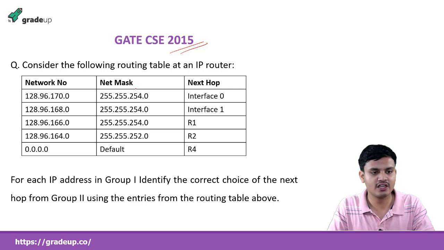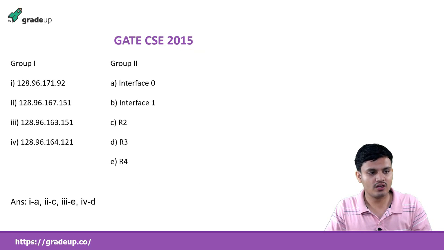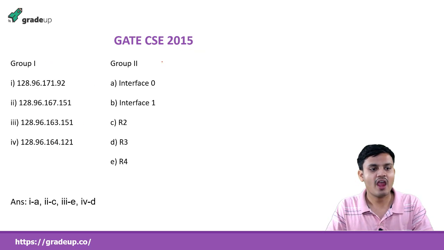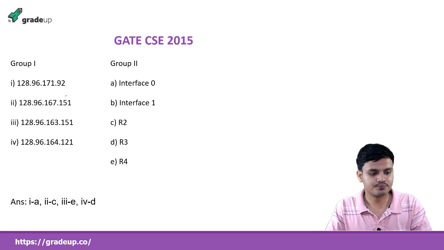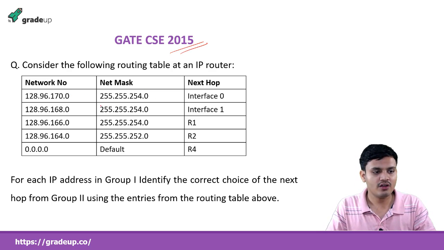So it is given here as net masks, and these are the interfaces to which we need to send it. Now what they are doing is giving some IP addresses, and they want you to tell which interface each one is going to. Okay, so if you see this one, what we need to do is write it here.